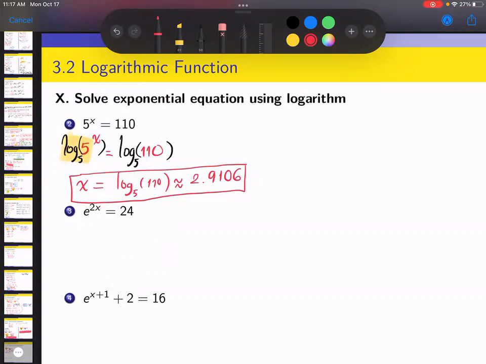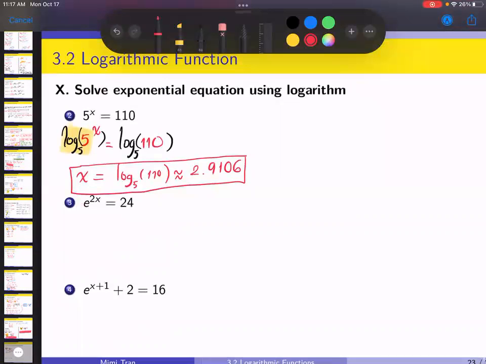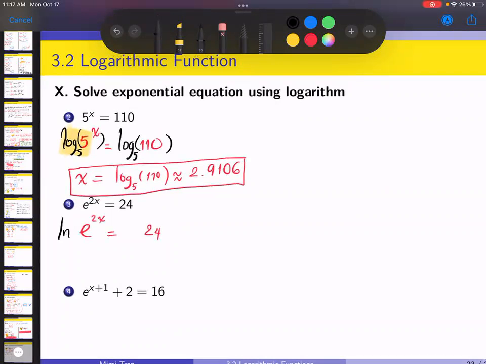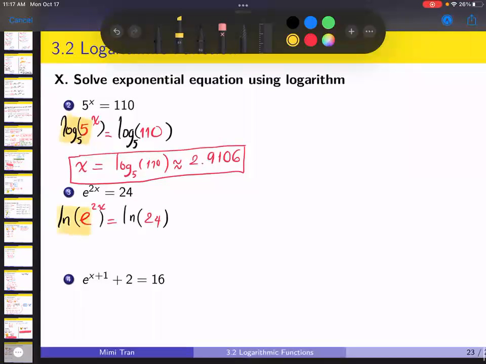Number 3. It's the same thing. It's just base e. So what should I take? What kind of log on both sides? Yeah, natural log, right? So ln both sides. Let me write it neatly. Sorry, this does not look good. Like that, right? And you know the e and ln e, they're inverses, they cancel. So it's just 2x equals ln of 24.